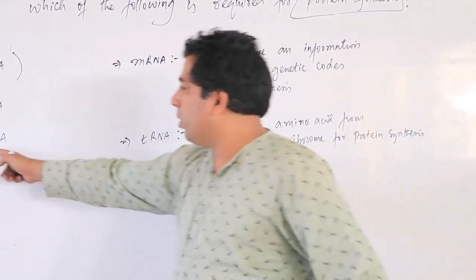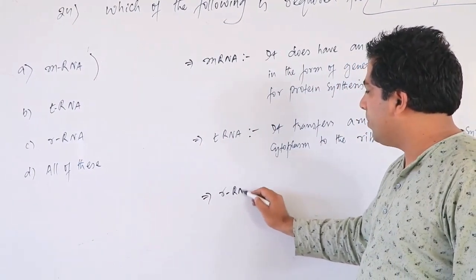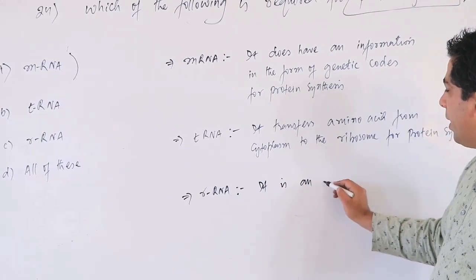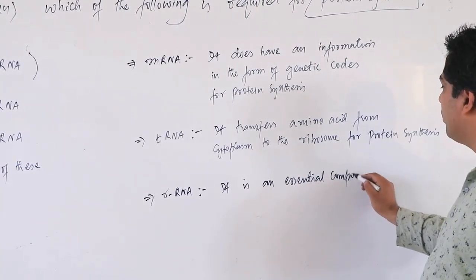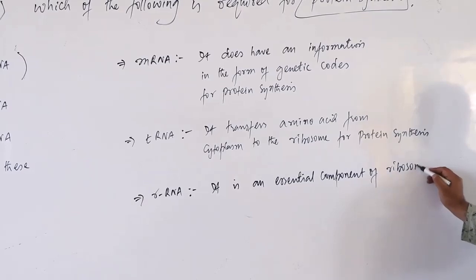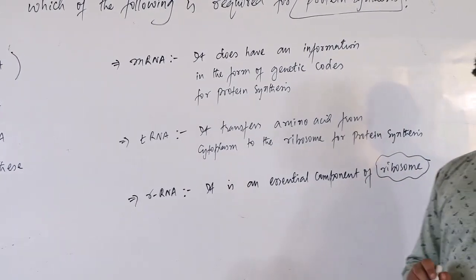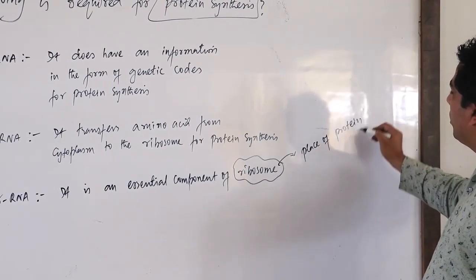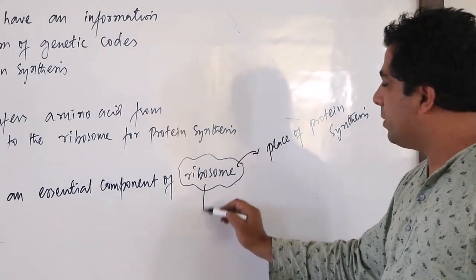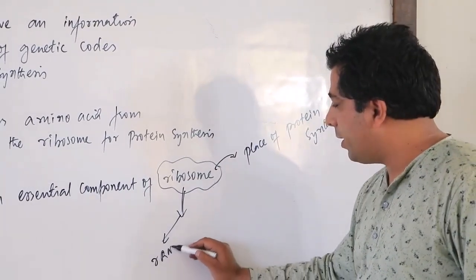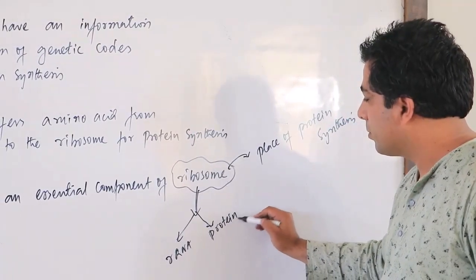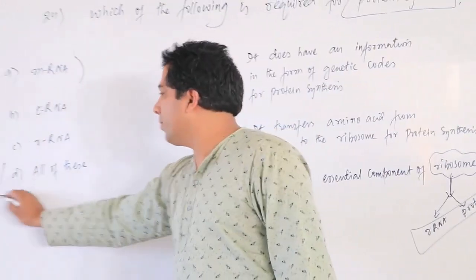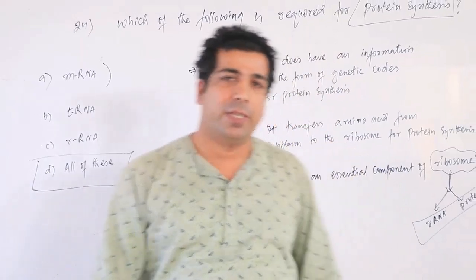Then what is the role of this rRNA? rRNA is basically ribosomal RNA. It is an essential component of the ribosome, because the ribosome is a place of protein synthesis. And you know one thing, this ribosome is made up of two things: this rRNA plus proteins. Correct? So my dear friends, all these three things help out in protein synthesis. So the answer is all of these. I hope this much information is enough. Please make note of this.